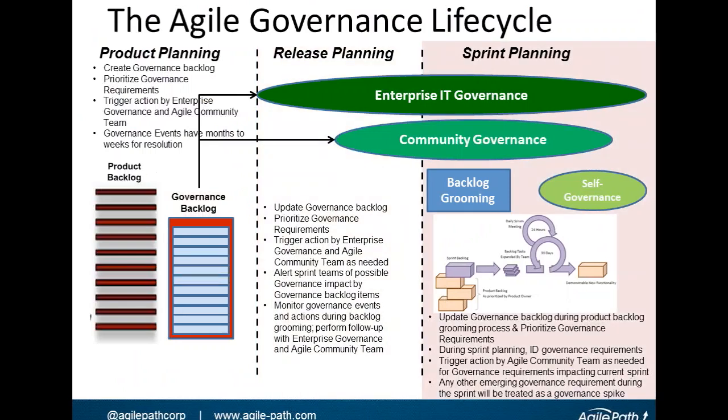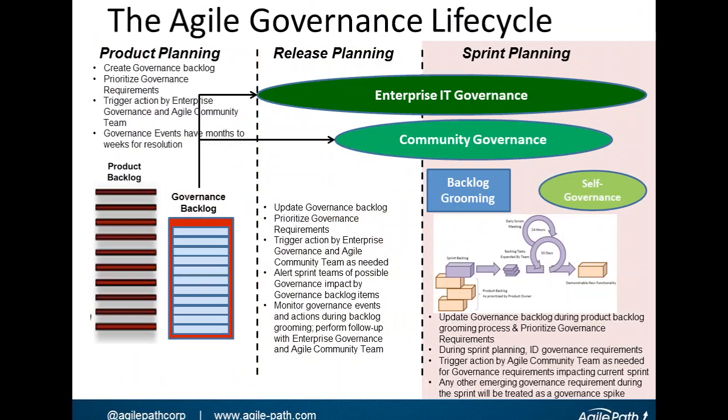Now during release planning, similar process. We're doing release planning. We update the product backlog. We update the governance backlog. We identify any governance requirements that bubble to the top. For high priority governance needs, we trigger a governance action request. That governance action request gets fed into the community governance team, gets fed up to the enterprise as needed.